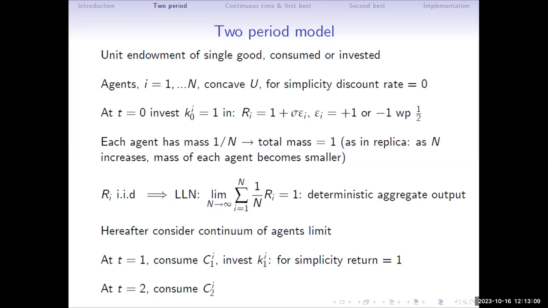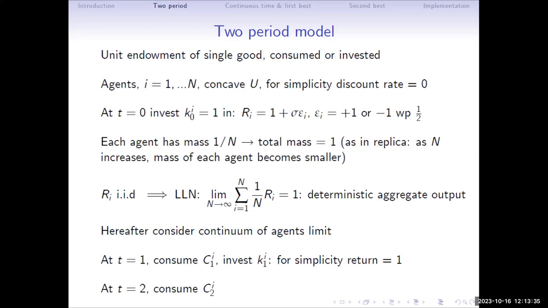So I have my grain of rice at time zero. At time zero, I plant it. At time one, I get a crop. My crop, I can eat or plant again. And then at time two, I've got a second crop.